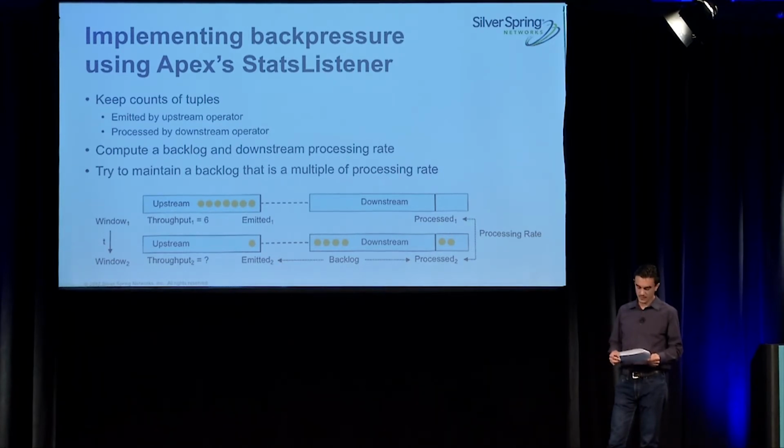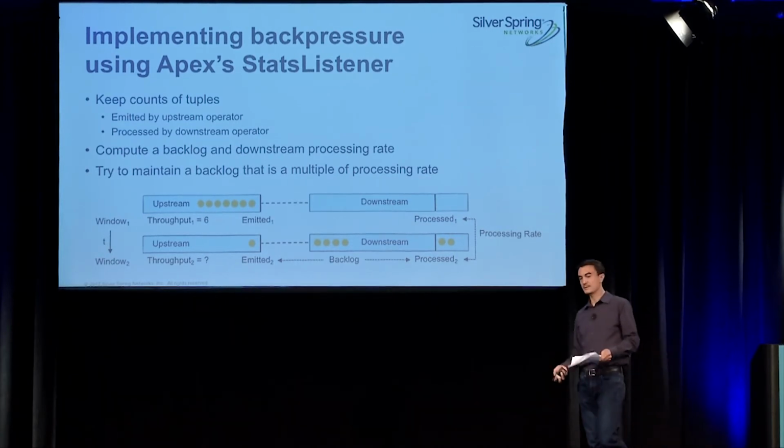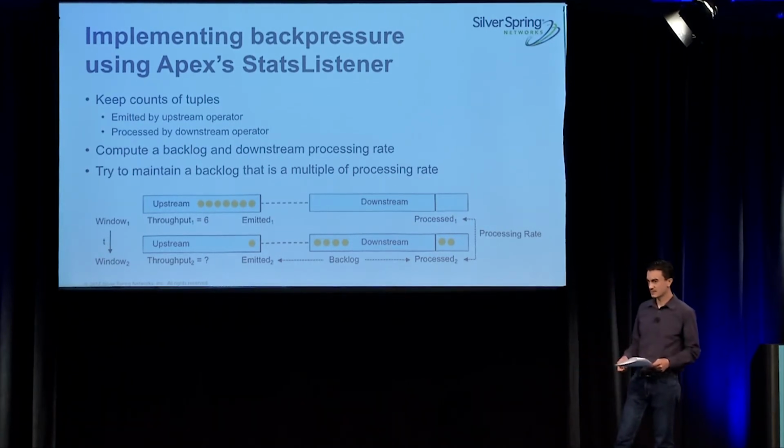So we programmed a model that keeps track of the total number of tuples that have been emitted by an upstream operator versus processed by its immediately downstream operator, and used those stats to compute both a backlog and a processing rate. And then we issued commands trying to maintain a backlog that's a multiple of that processing rate. As a side note, if the DAG is idle, we assume a default minimum processing capacity for each operator.